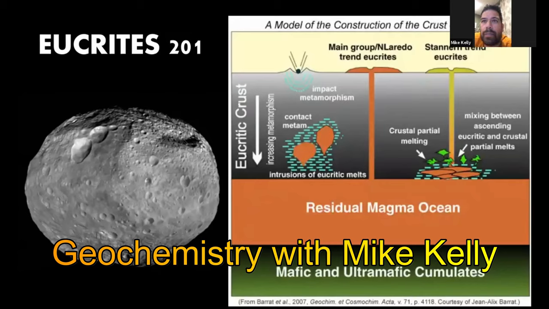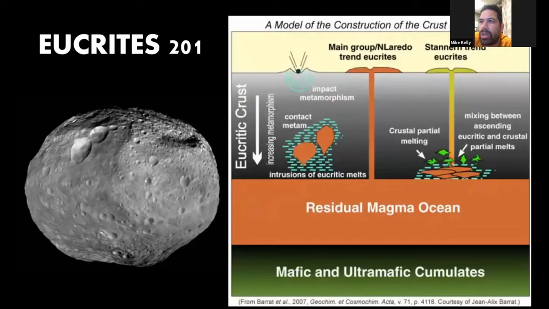Yeah, sure. So looking at this first slide, obviously you've got 4 Vesta over there on the left. And if you look on the right, I like this image. This is from Barrat et al. in 2007. And this really shows a good idea of potentially how the eucrites formed, which is you've got those ultramafic rocks we talked about in previous sessions, which are your diogenites. And then you've got this residual magma ocean sitting above them, and you get these pipes coming up of magma that reach the surface, and you get volcanic activity on 4 Vesta that produces the eucrites. Yeah, they're volcanic, and some of them are intrusive still.